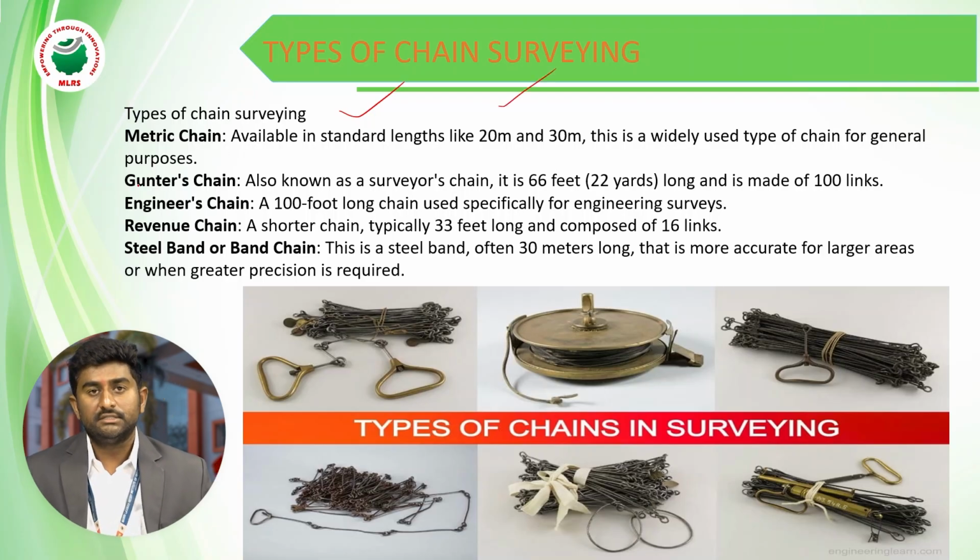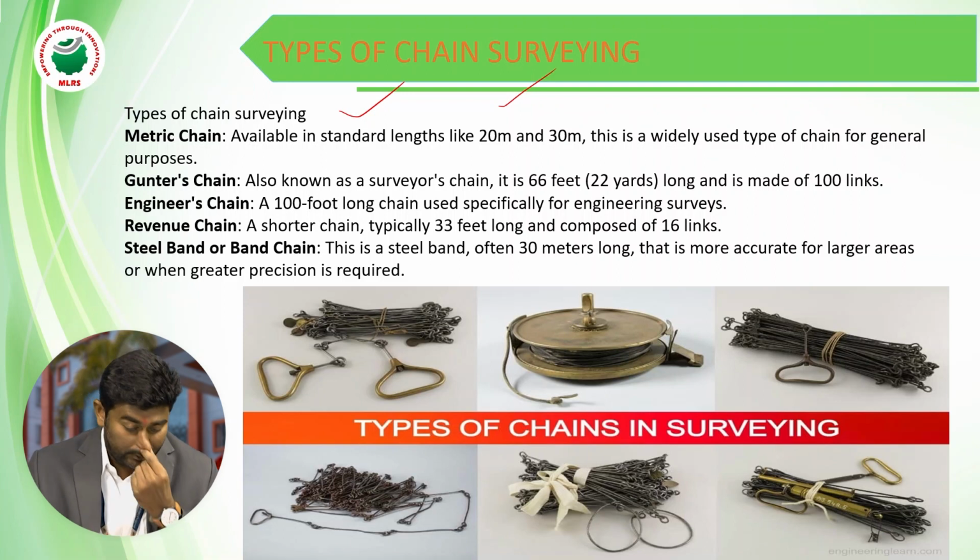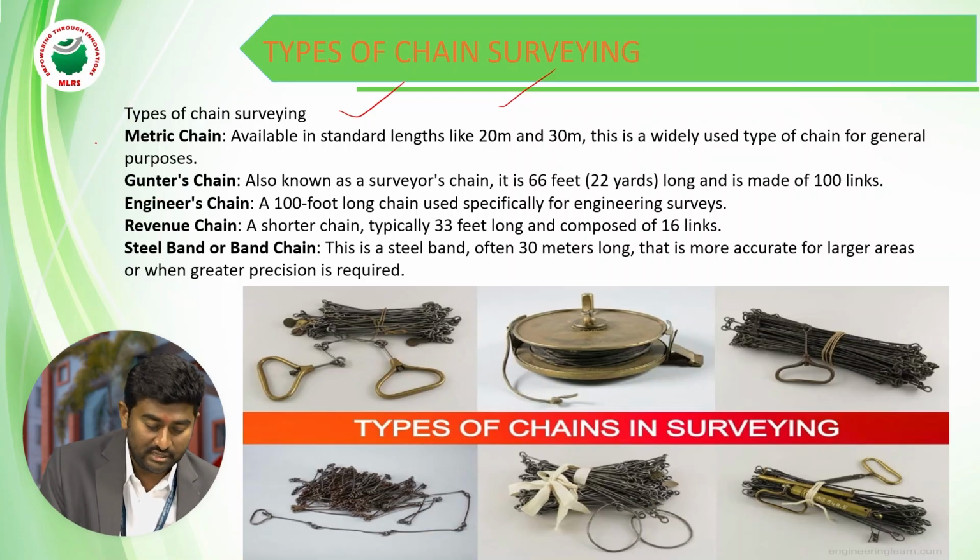The types of chains. These are the five types of chains. First one is metric chain, second one is Gunter's chain, third one is engineer's chain, fourth one is steel band chain, fifth one is revenue chain. These are the five types.